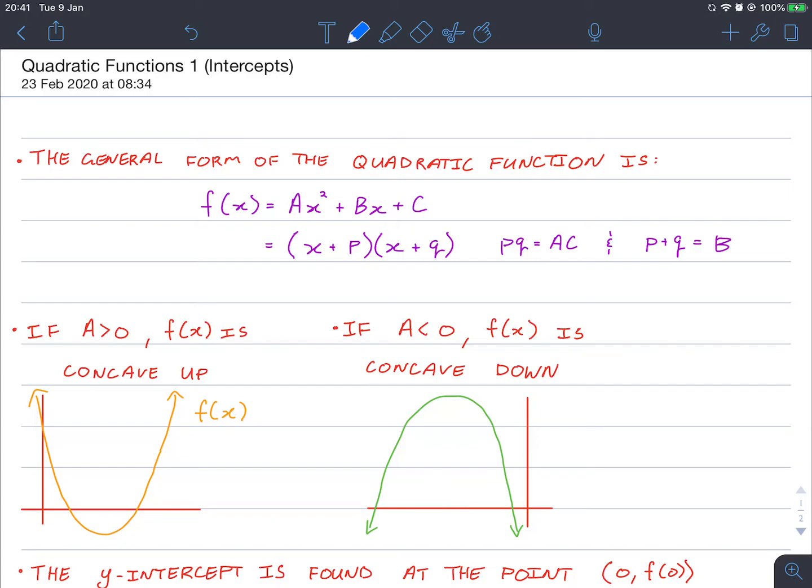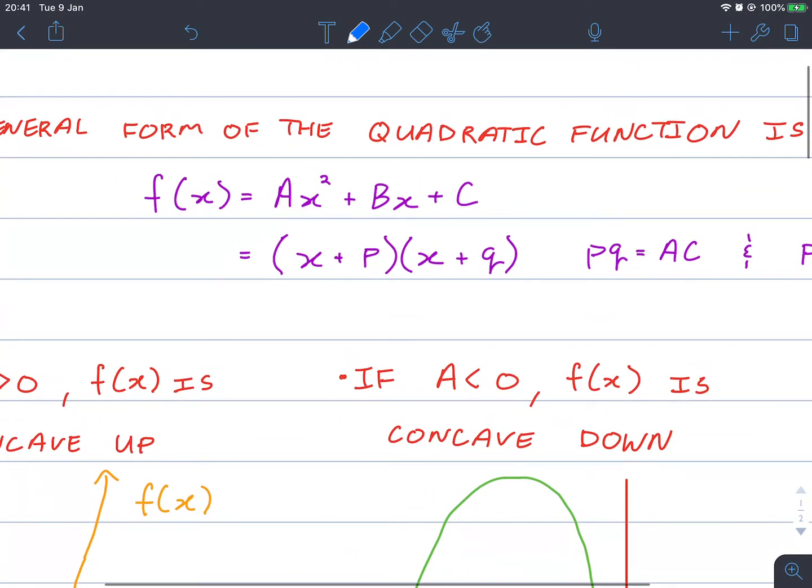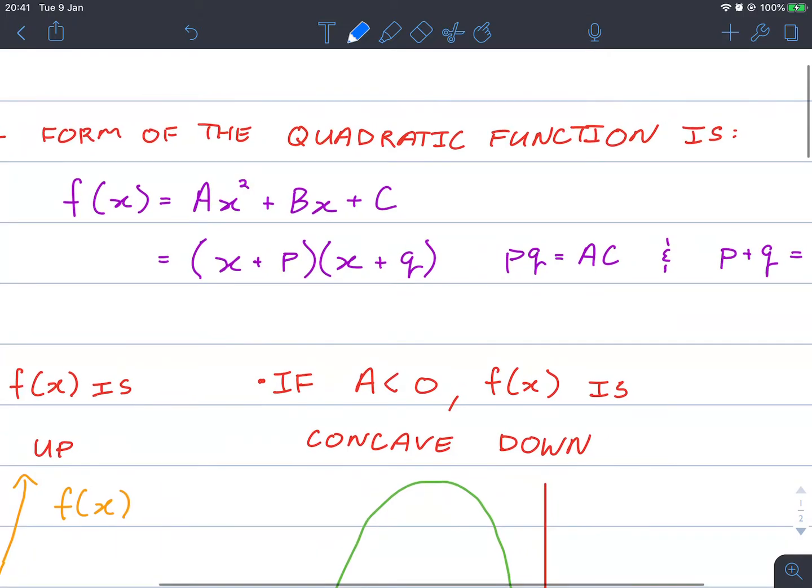This is a video tutorial on quadratic functions. In this video, we'll be looking at the intercepts of functions. The general form of the quadratic function is f of x equals ax squared plus bx plus c, or in factored form, (x plus p)(x plus q).